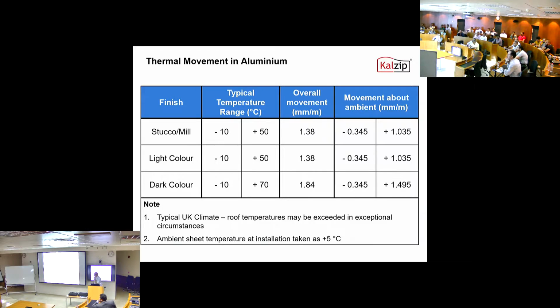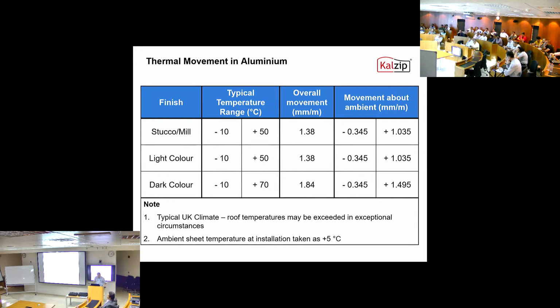Okay, we'll look at thermal movement. The CalZip system is normally continuous length. The longest roof scheme we've done to date is 225 metres long. 225 metres long, single sheet.